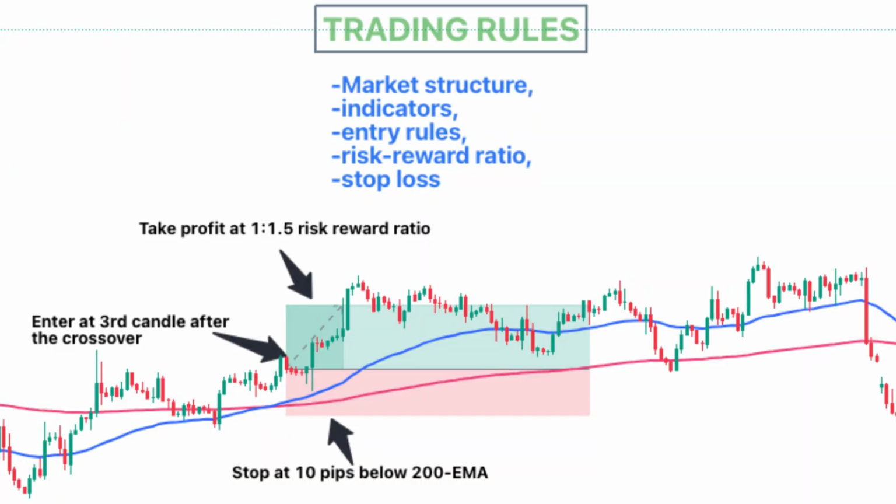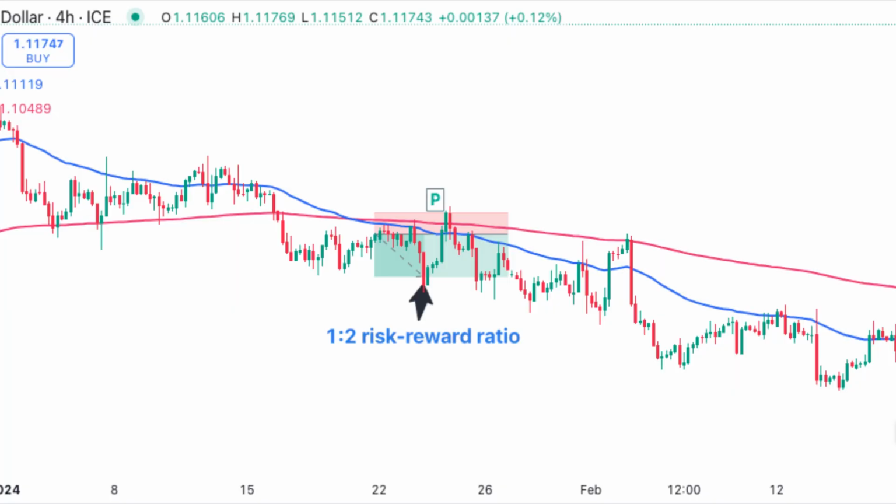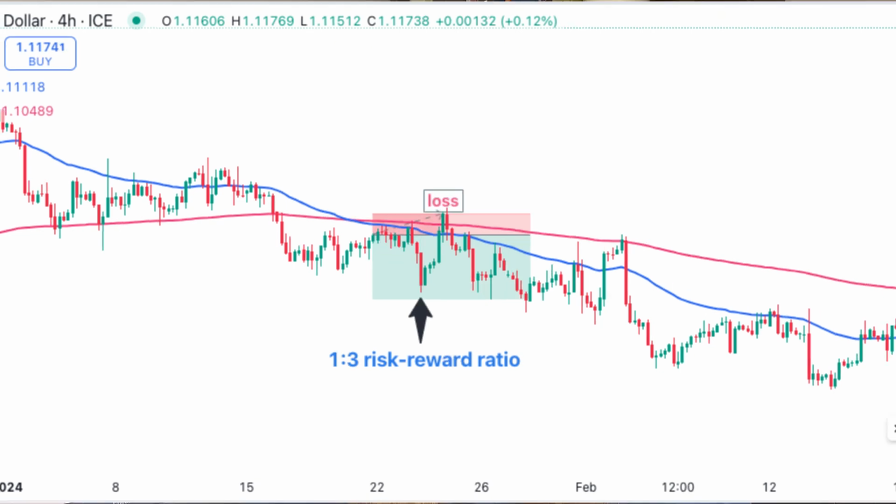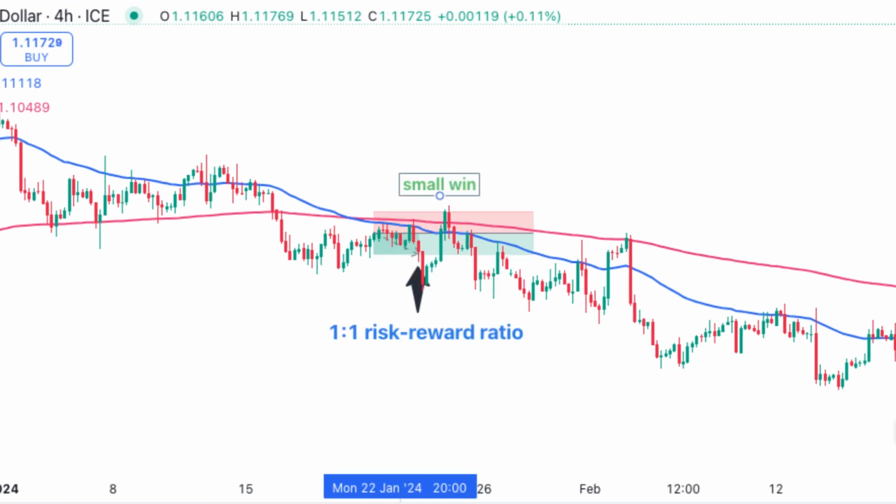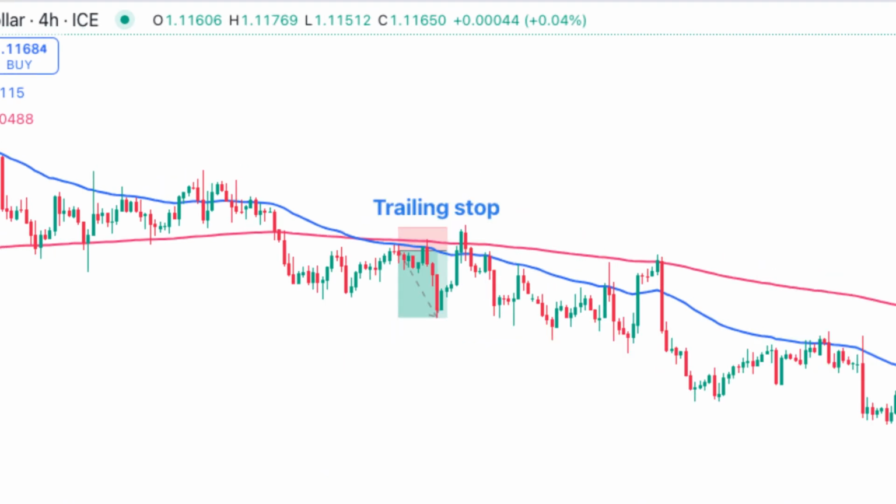For example, it should include the market structure, indicators, entry rules, your risk to reward ratio, your stop loss, and then of course your exit rules. And what I like about backtesting is that it allows you to test different exit approaches. And to save time, you can test multiple exit strategies in the same backtest. So for instance, you might test different reward to risk ratios like 2 to 1 or 3 to 1 or 1 to 1. And you could also test how a trailing stop would have performed on a specific strategy. And this helps find the most profitable exit strategy without any extra effort.